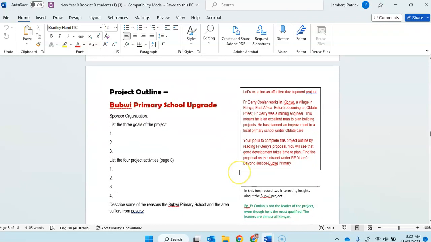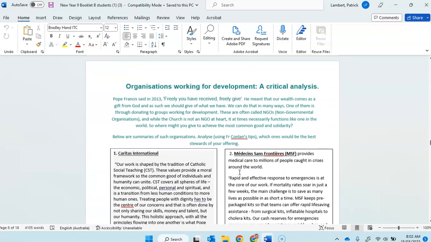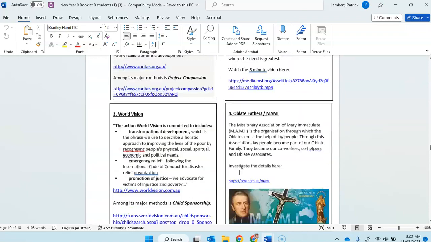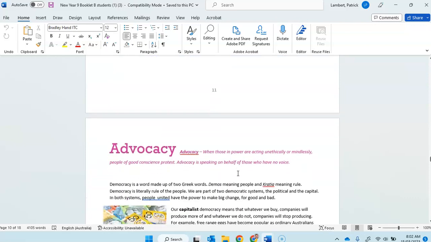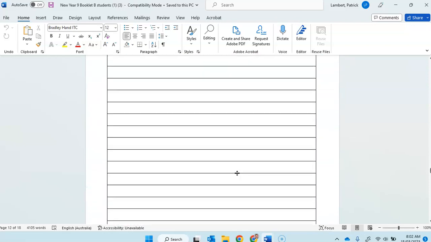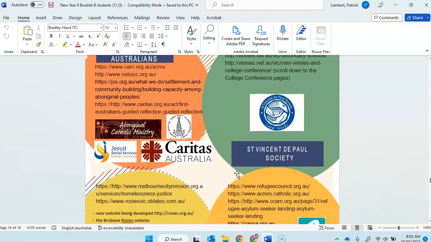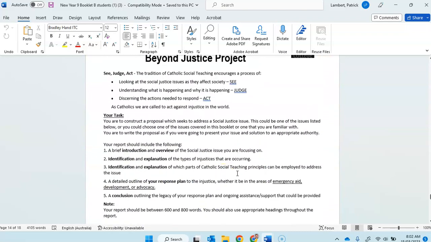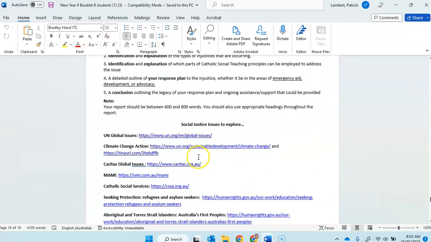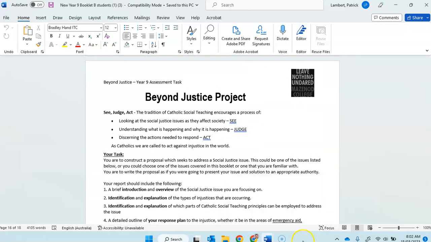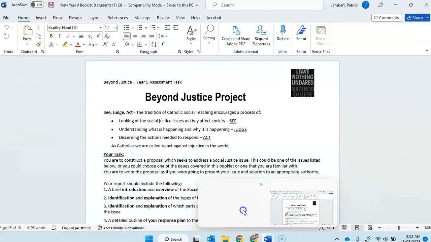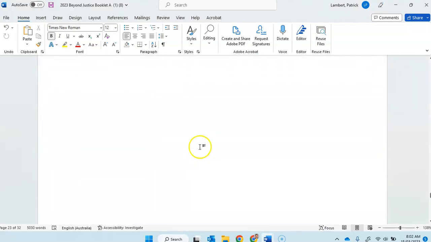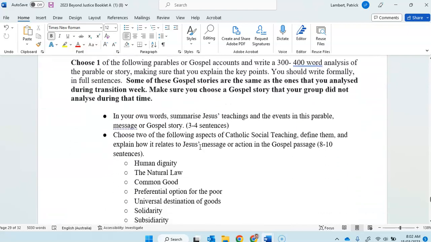Have a bit of a look at that, and there are a couple of organisations that are doing things. You can go through this morning and have a look at those. And we're going to be using See, Judge and Act, observe, see and act, the Beyond Justice project. You can have a bit of a look at that. And don't forget also, for our assignment at the end of the booklet, the social justice assignment.